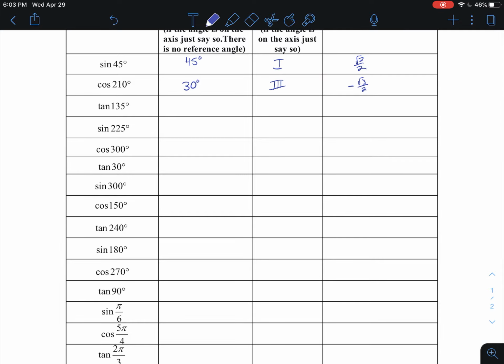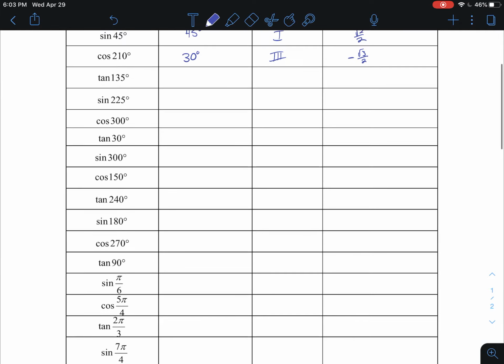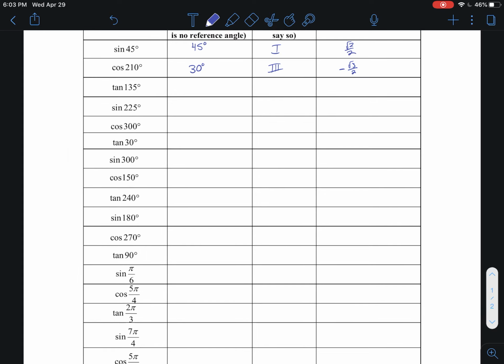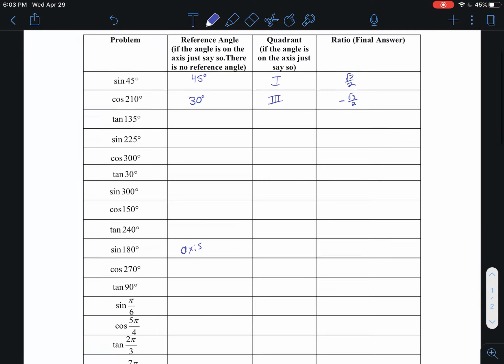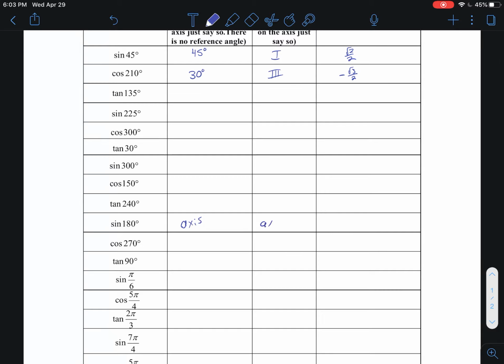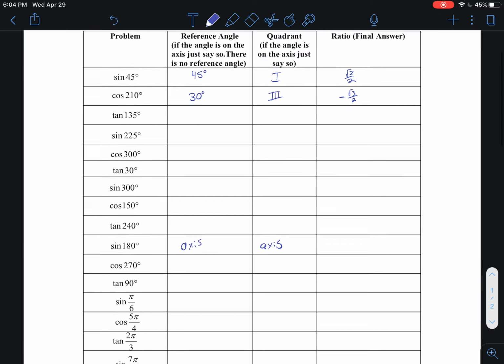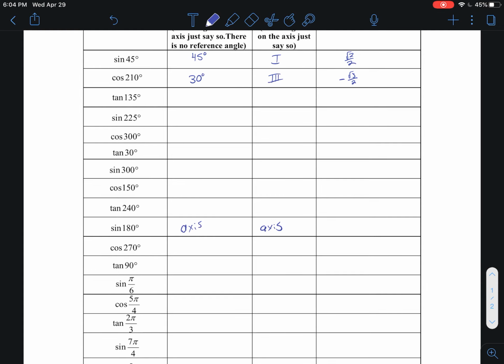Let's do one that's like sine of 180 degrees. Okay, so there is no reference angle for 180 degrees because it's on an axis. And then what quadrant is it in? It's not in a specific quadrant because, again, it's on an axis. And the sine is the y value at 180 degrees. Well, if we're at 180 degrees, we're way out here. The y doesn't change at all, so then the y value is just 0.